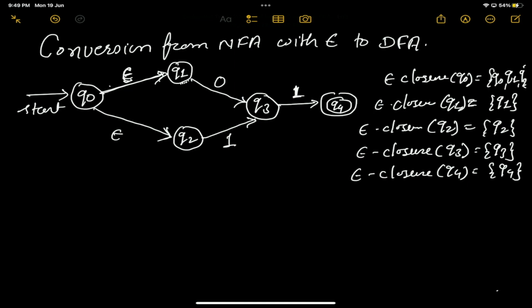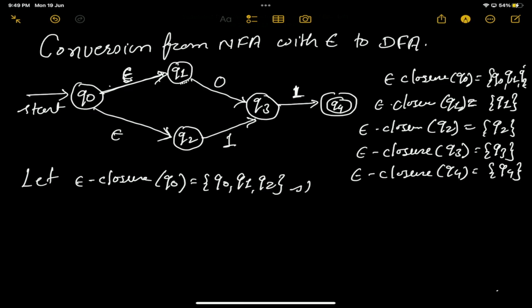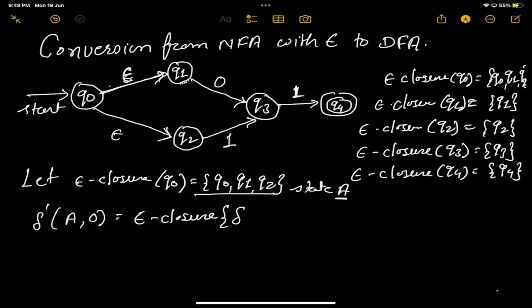Now the next step. The epsilon closure of state Q0, which is equal to Q0, Q1 and Q2, we consider as state A. Hence, we find the extended transition function, that is, A with input 0, which is equal to the epsilon closure of delta of that state A, that is Q0, Q1 and Q2, with input 0.